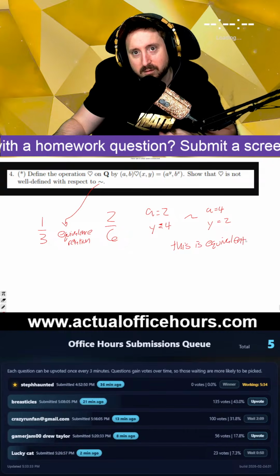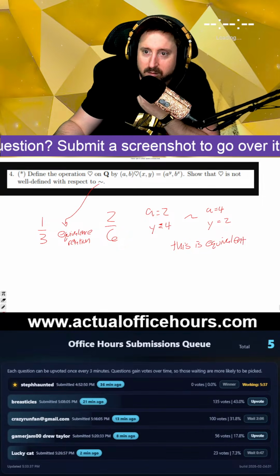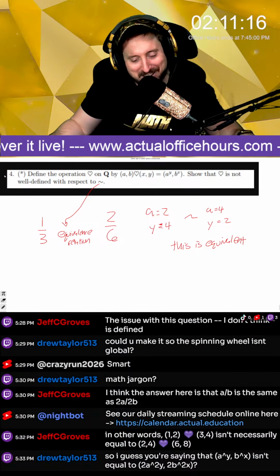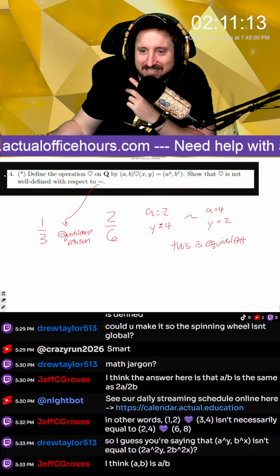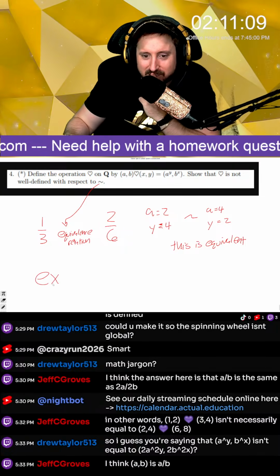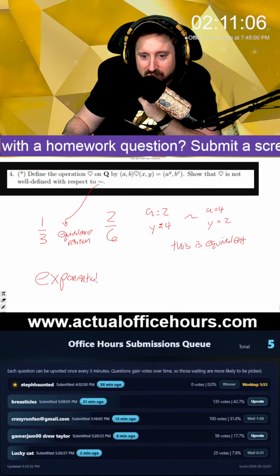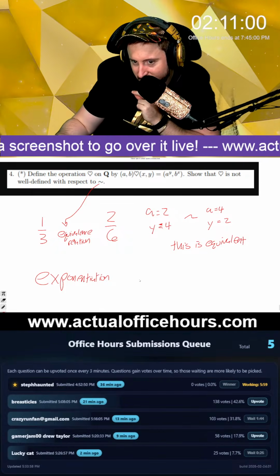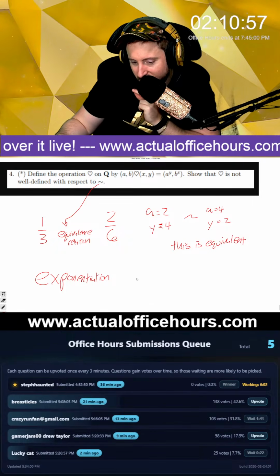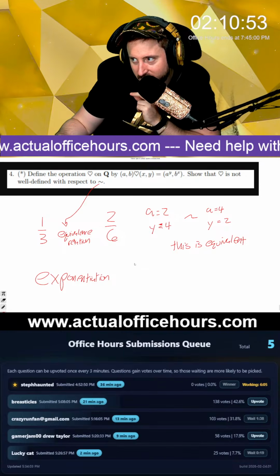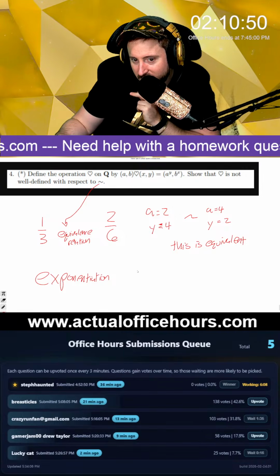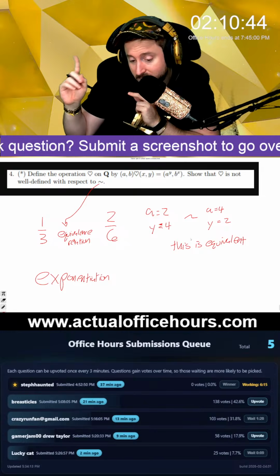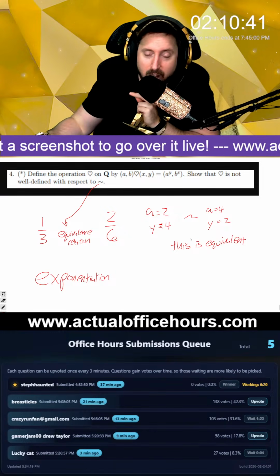I'm trying to understand what it means to show that heart is not well defined with respect to tilde. So I put it in GPT because that's usually how I start on proofs, just to get started. What it says is that because exponentiation depends on the actual integers chosen in the representative, and equivalent pairs can produce non-equivalent results under heart, the operation is not well defined. So it's basically saying that it depends on what you choose for Y and X, and two equivalent pairs of integers can create different results, so it's not well defined, I think.